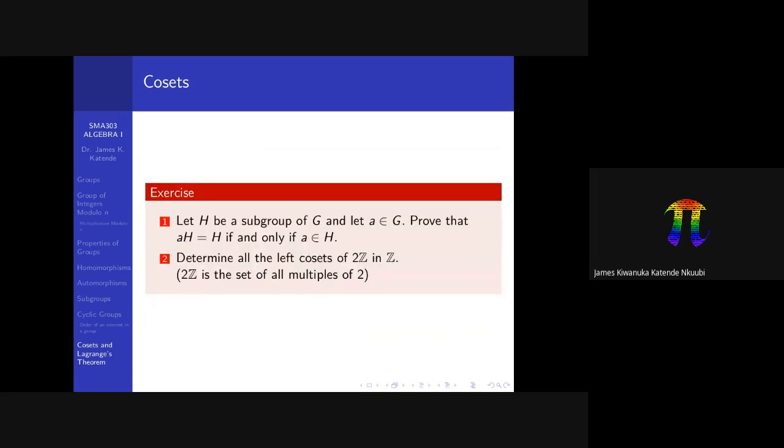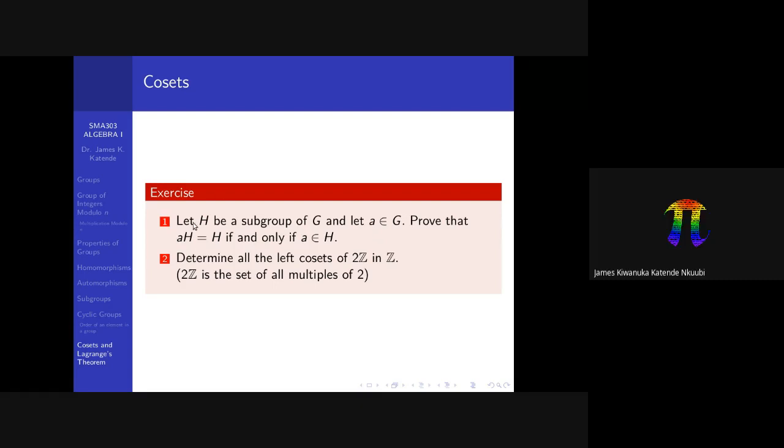So there's some more work here for you. It says let H be a subgroup of G, and let A be an element of G. You need to prove that the left coset determined by A will be equal to H if and only if A is already an element in H.